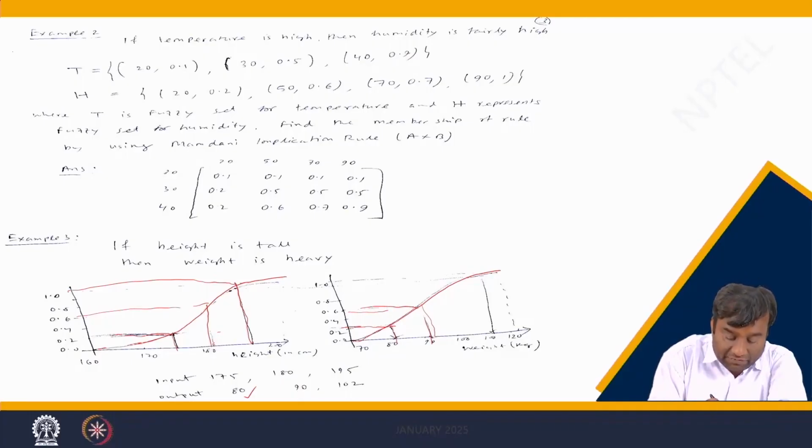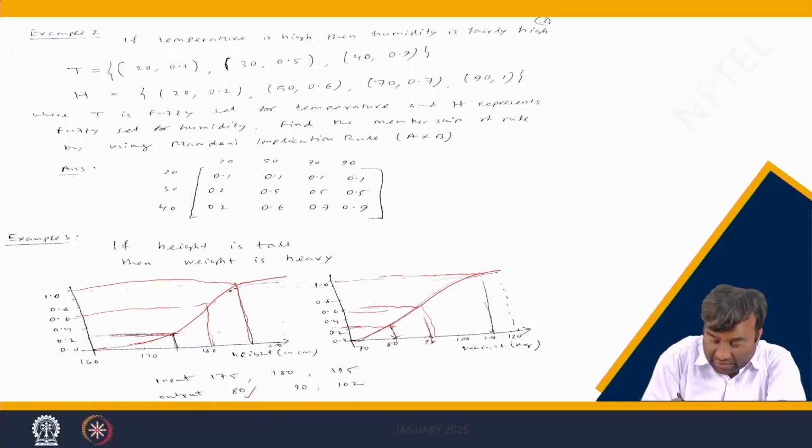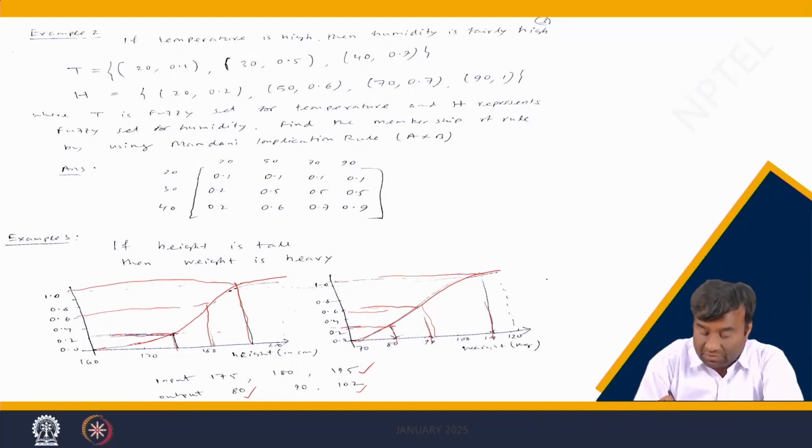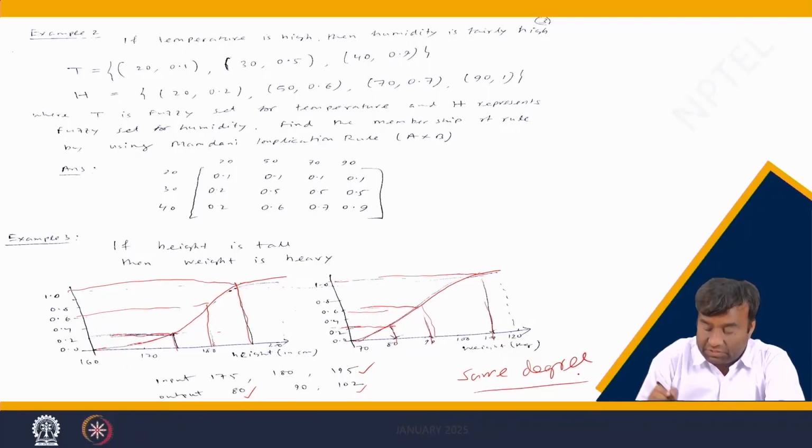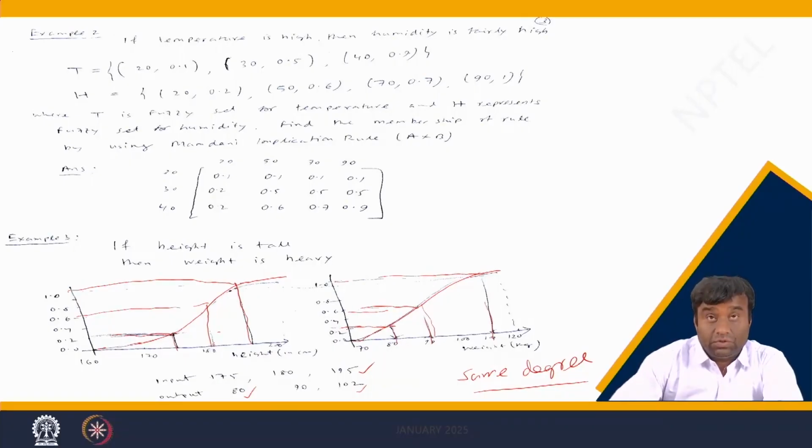Then again, for 195, you take the membership value 1, and if you drop down here you will get something like 102. So if the input is 195, the output is 102, at the same degree of membership. You can write it: the input and output have the same degree of membership. I am writing here, same degree. So in this way you can find the output from the fuzzy rules.